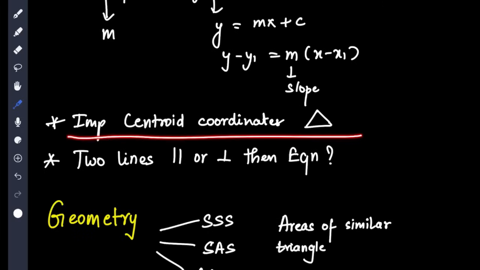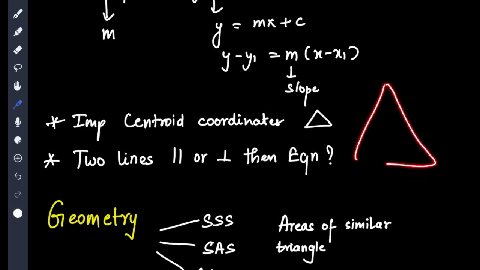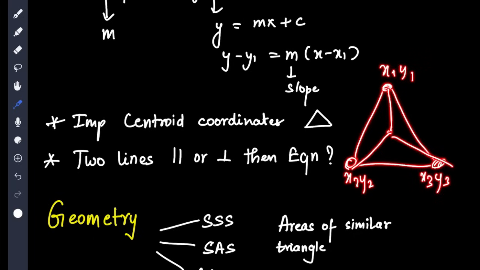Then questions on coordinates of centroid. These are very easy. Just have to calculate like this is x1, y1, x2, y2, and this is x3, y3. You'll calculate the coordinates of this centroid. So how will you do this? You'll just calculate x1 plus x2 plus x3 divided by 3.